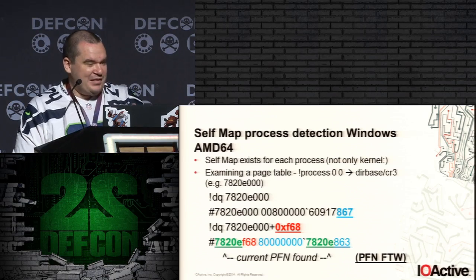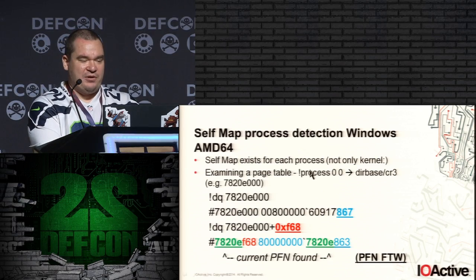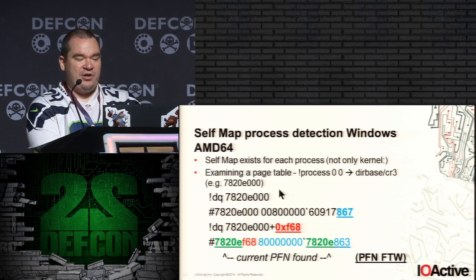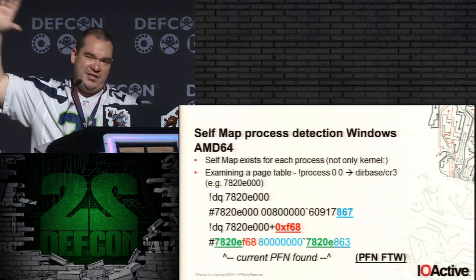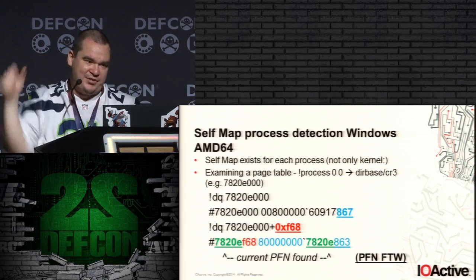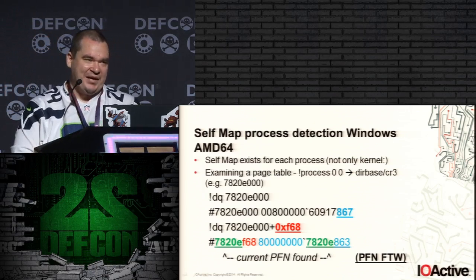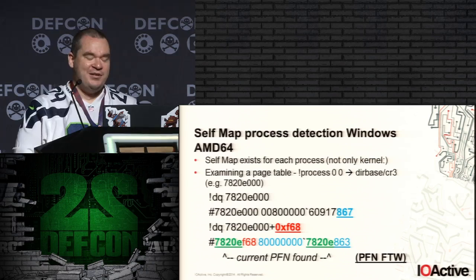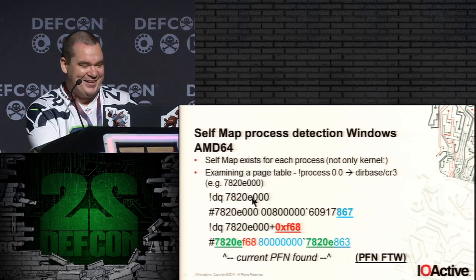So the great thing about it is that it exists for all processes. If you know WinDbg or some other debugger, and you're doing your kernel debugging, you can go !process 0 0. This gives you these CR3 base registers, the page table base directory pointer, whatever you want to call it. It's a really long thing to say all the time. CR3 is a lot shorter.